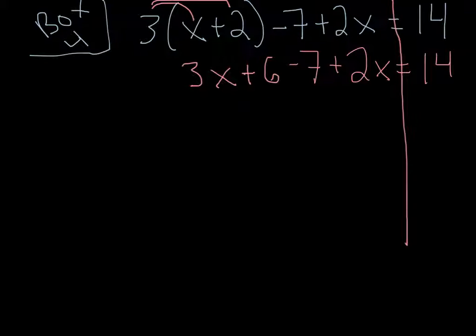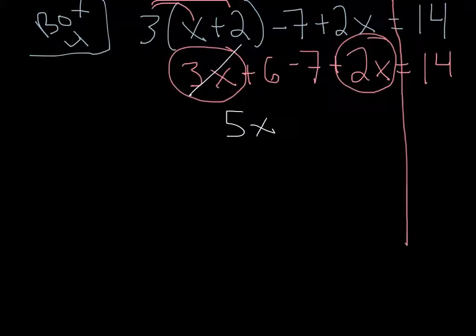Now I'm going to combine my like terms. I can only combine the stuff that's on the same side of the river. So I'm going to look on this side of the river and see if I have any like terms. The first I see is 3x and plus 2x. So 3x and 2x are like terms because they both have the same variable. They both have an x. So 3 plus 2 is 5x.